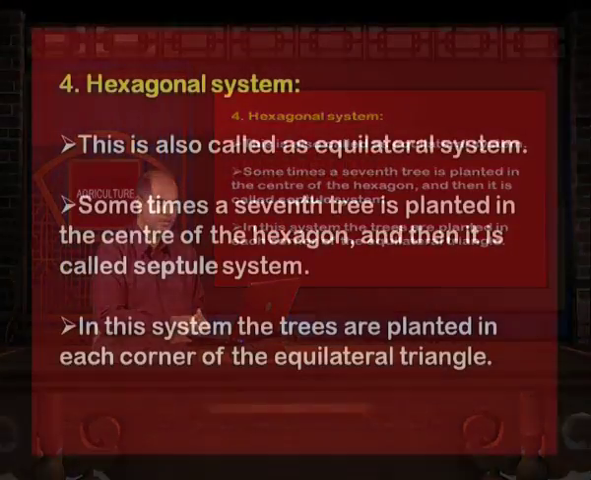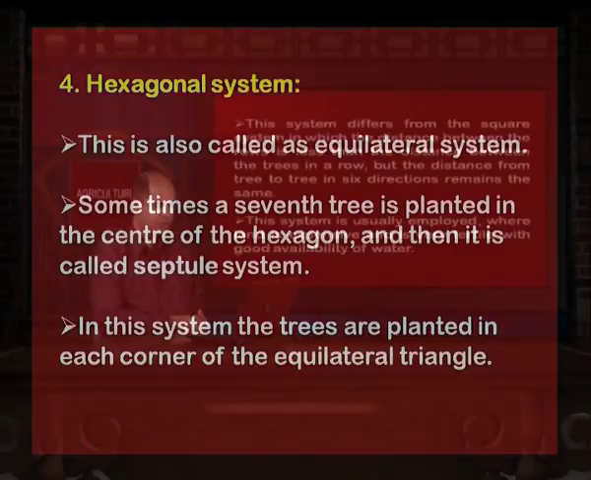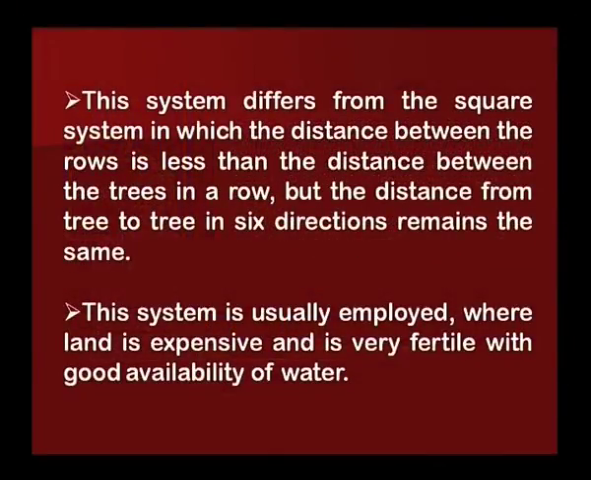Hexagonal system. This is also called the equilateral system. Sometimes a seventh tree is planted in the center of the hexagon, and then it is called the septule system. In this system, the trees are planted in each corner of the equilateral triangle. This system differs from the square system in that the distance between the rows is less than the distance between the trees in a row, but the distance from tree to tree in 6 directions remains the same.